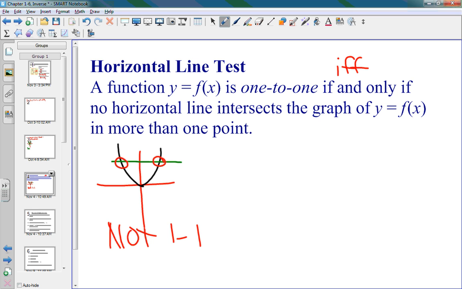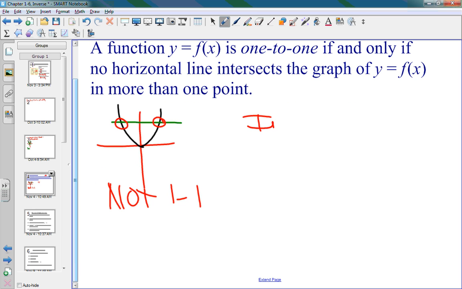Now, why is this important? Because what we like to do with one-to-one functions is we like to find inverses. If you are a one-to-one function, then you have an inverse. Do we understand that?